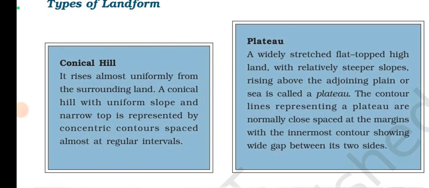Okay, see next, types of landform. So conical hill, it rises almost uniformly from the surrounding land. A conical hill with uniform slope and narrow top is represented by concentric contours spaced almost at regular intervals. So that is a conical hill.